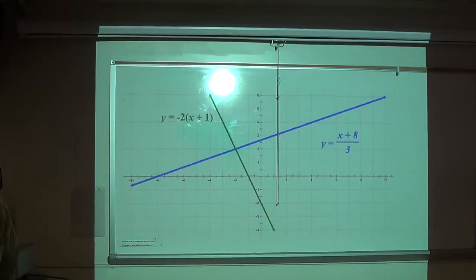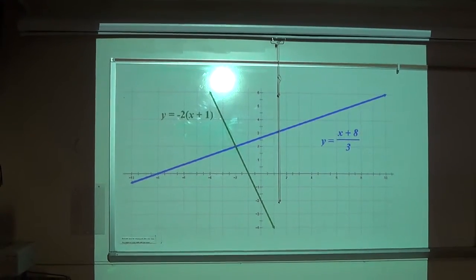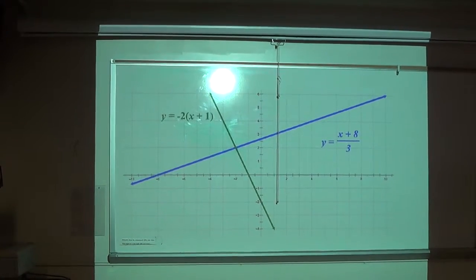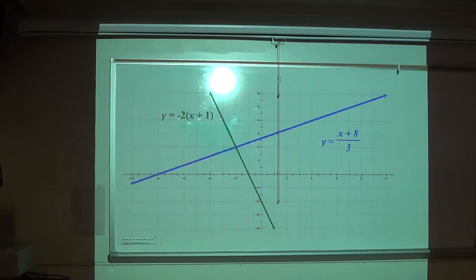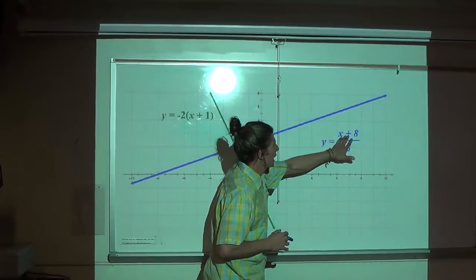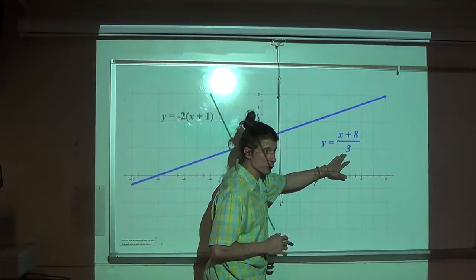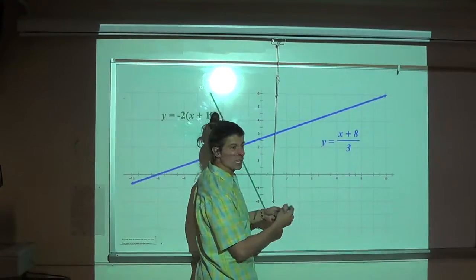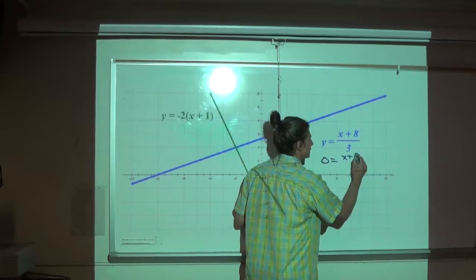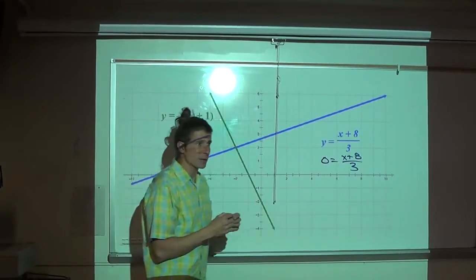With graphical analysis like this, the easier it's going to be for you later on when we start doing data analysis and probability, to look at a graph and understand what the graph is showing you. So once again, here's y equals x plus 8 over 3. That looks a lot like the equation I'm asking you to solve, doesn't it? 0 equals x plus 8 over 3. They look very similar, don't they?